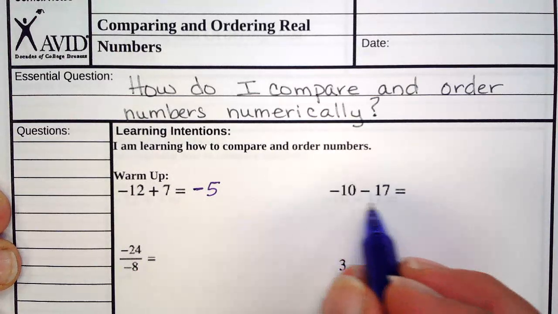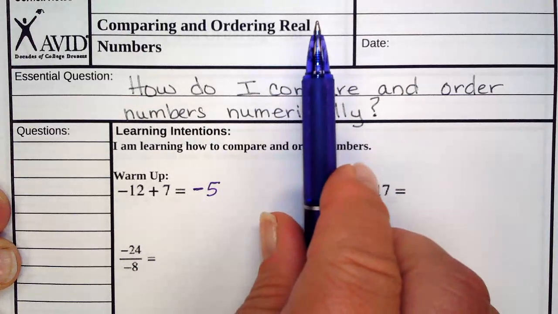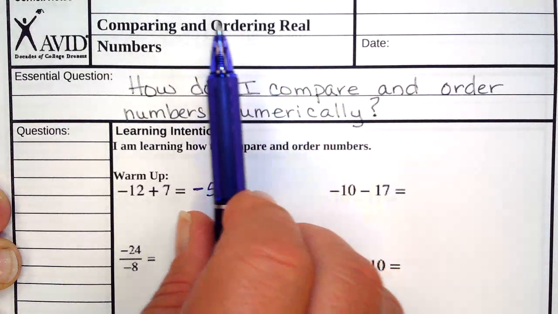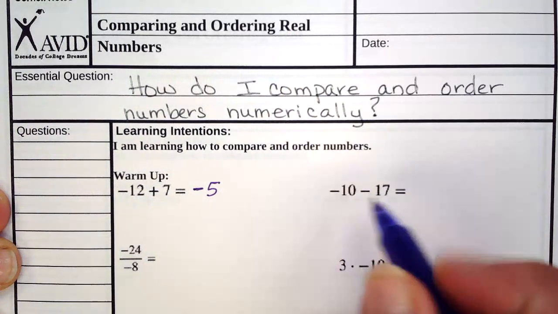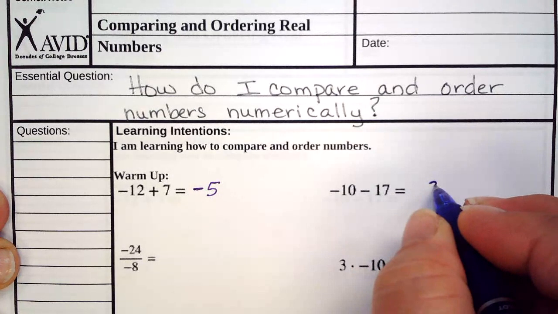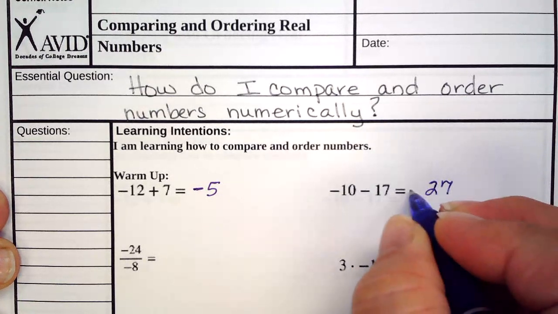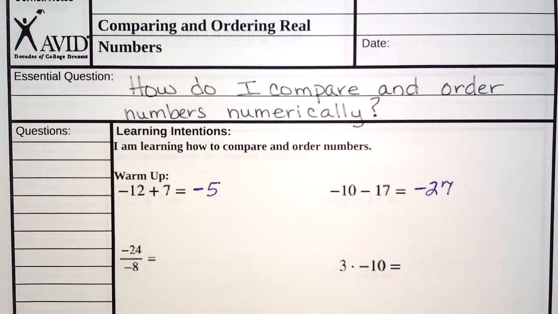Likewise, over here, it's negative 10, so I'm starting at negative 10, minus 17 more. That means I'm continuing to go down the number line. Combine them with addition. 10 plus 17 is 27. Both of them are negative, that remains negative.